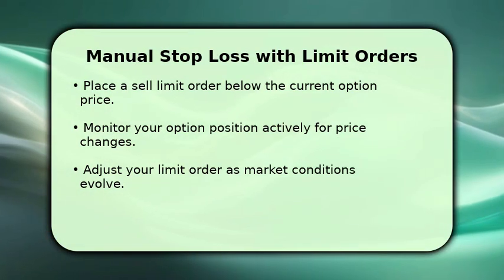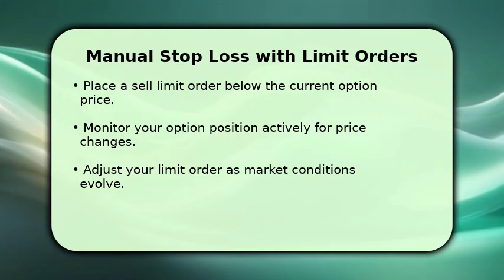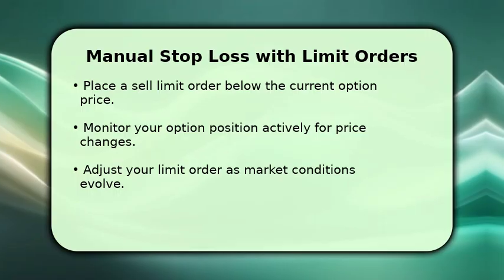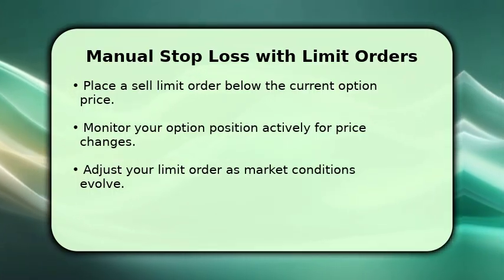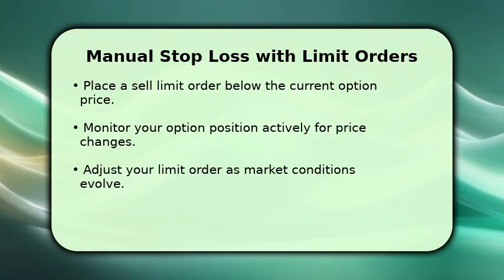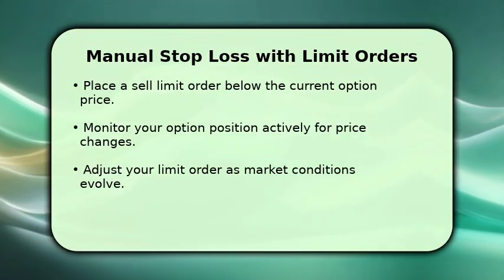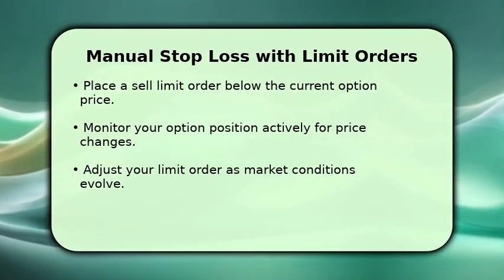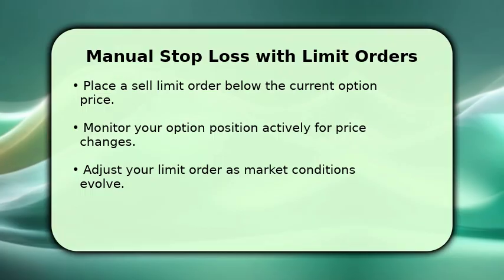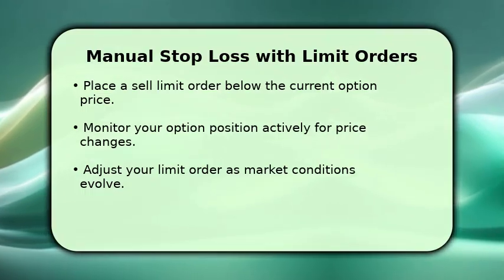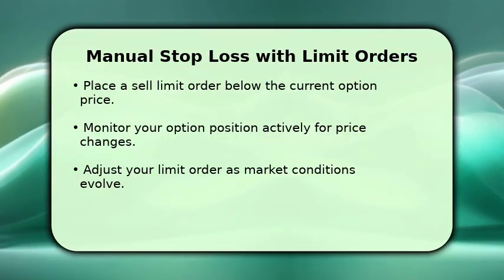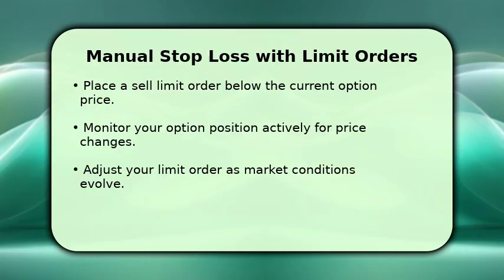Since a direct stop loss isn't an option, you can simulate one using a sell limit order. If you own an option contract and want to limit potential losses, you can place a limit order to sell it at a specific price below its current market value. For example, if your option is trading at $1, you might set a limit order to sell at 75 cents. This requires active monitoring and manual adjustment as the option's price fluctuates.